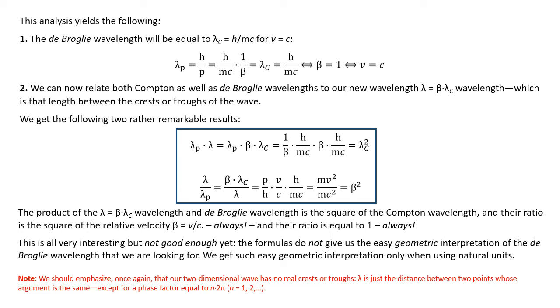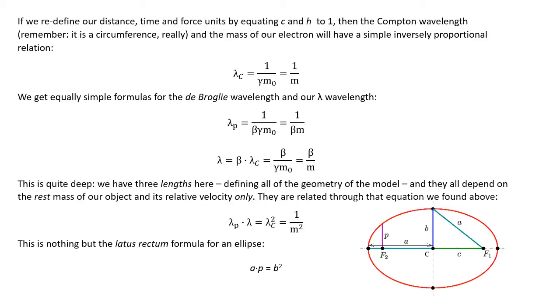So I did pass 3 hours now, but we're almost there. If we redefine our distance, time, and force unit by equating c and h to 1, then our Compton wavelength, which I remember is a circumference, but a circumference that becomes a linear distance when velocity goes to c. So it's something in between a circular and a linear length. But this is the Compton wavelength.